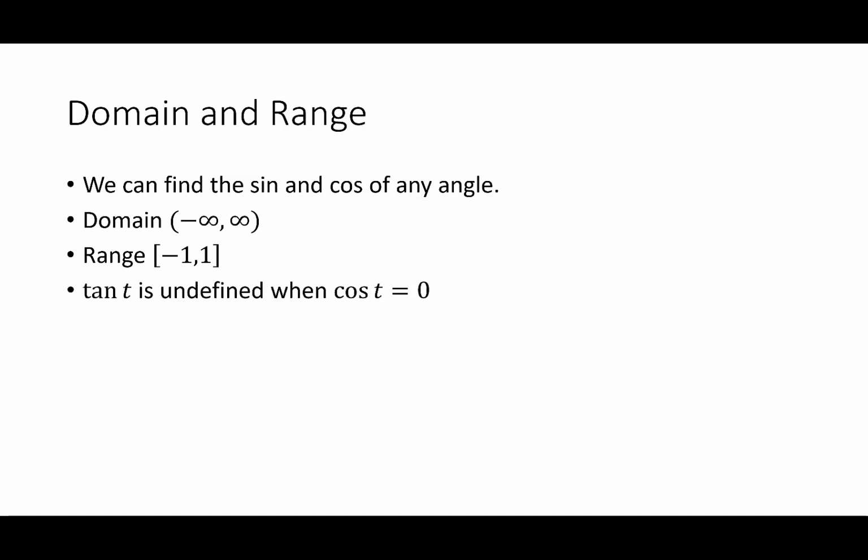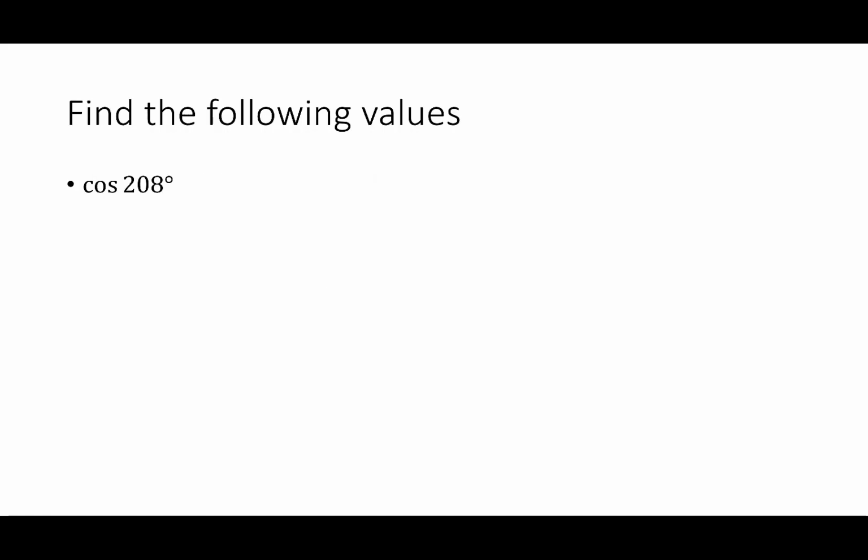Tangent is a little bit harder because tangent is sometimes undefined. It's undefined anytime the cosine of t is equal to 0, and we'll come back and talk about this more in coming videos. To finish off our talk today, let's find some trig values for things that don't fall into the 30, 60, 90 or 45, 45, 90 triangle. This means you're going to grab your calculator. Anytime you use your calculator to find trig values, make sure you're on the right setting. Pay attention to when you're in degrees and when you're in radians.